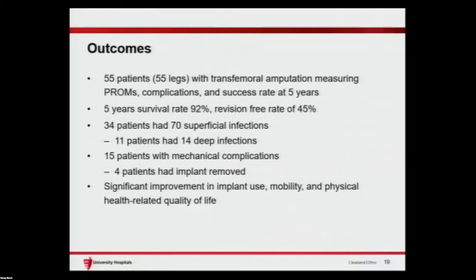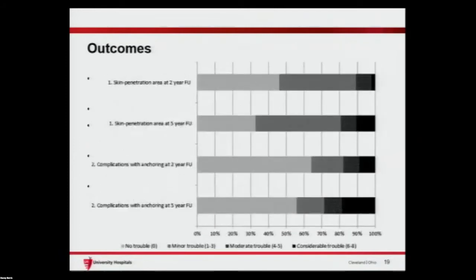You see a number of patients have infections. Most of them tend to be superficial, with a small number being deep. You had 4 patients who had implant removal, but you still have a 92% implant survival rate at 5 years. All the patients, based off of outcome measures, reported improvement in implant use, mobility, as well as physical health-related quality of life. And this graph kind of breaks down when you expect these complications.